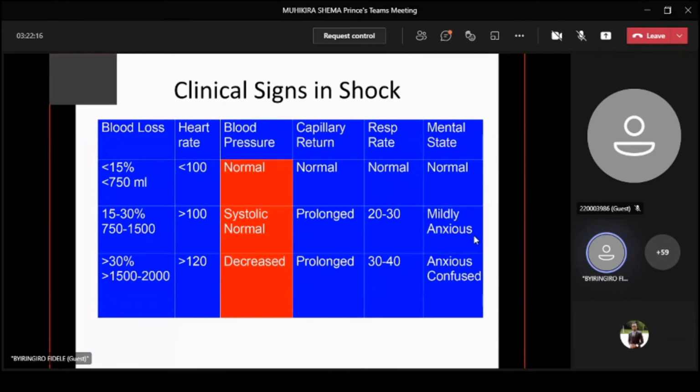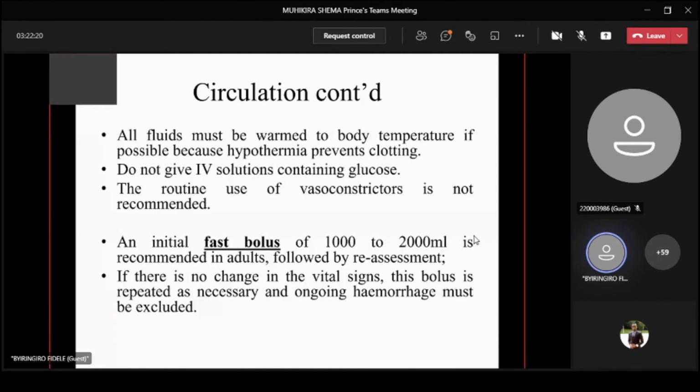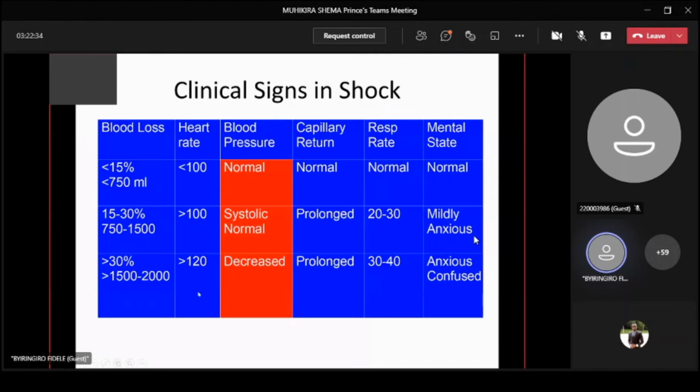Okay? So when you... Question. Yes, please. I'm Anastas. I would like to know, suppose that you are in an accident, how can you determine the blood loss of the patient? By taking the heart rate, by taking the blood pressure, by taking the capillary return, by taking the respiratory rate, by looking at the mental status of the injured patient.